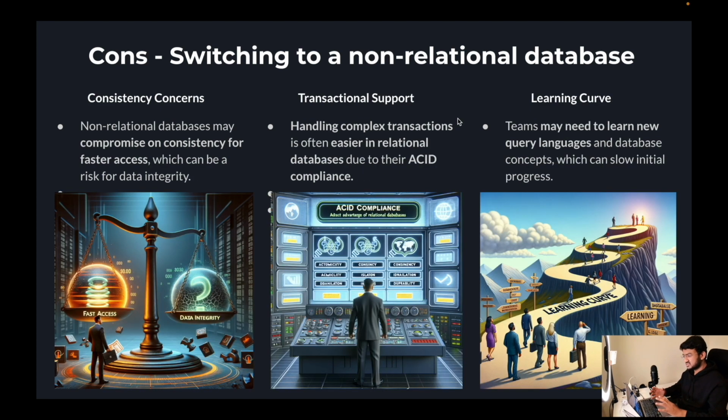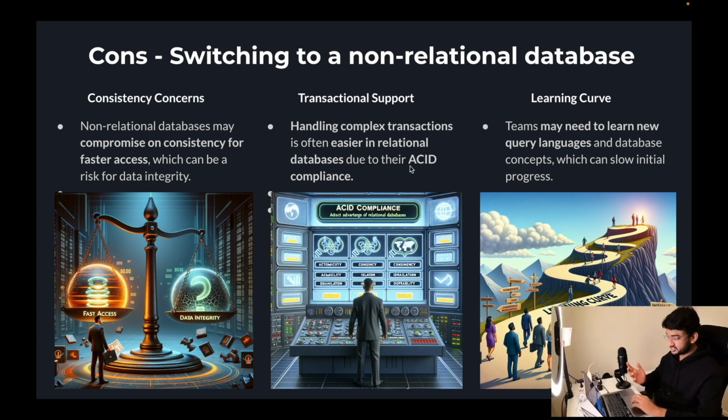Let's talk about a few cons. The first one is consistency constraints. We know it is fast and accessible, but when it comes to data integrity and risk, that is one area where you need to think. The next one is transactional support. Handling complex transactions is easier in a relational database due to its ACID compliance. Then there is the learning curve. If you want to switch to a non-relational DB, you probably need to learn a lot of new query languages which are not used on a daily basis.